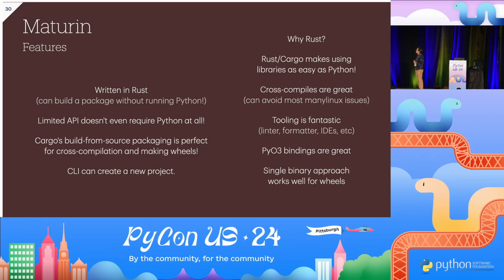In fact, if I were to list reasons why I would use Rust, this is probably the list that I would make. Rust and Cargo is just so fantastic. It's great for cross-compiling. The tooling around this is all really, really good. This single binary approach works really well for making wheels, and yeah, there's some memory safety stuff or whatever there, but that's secondary. This is so good.